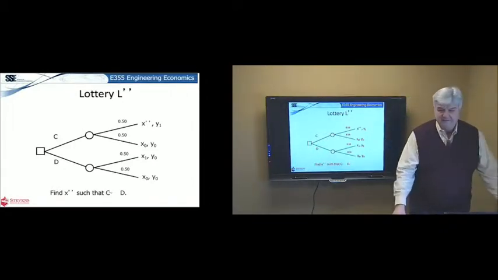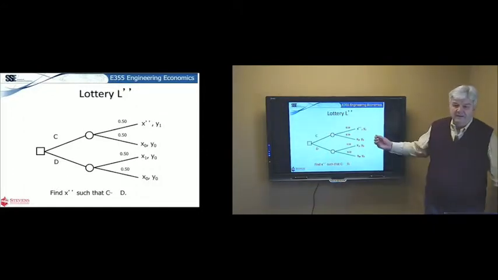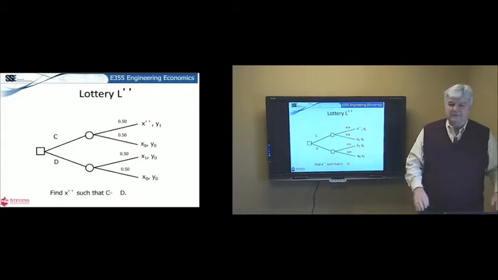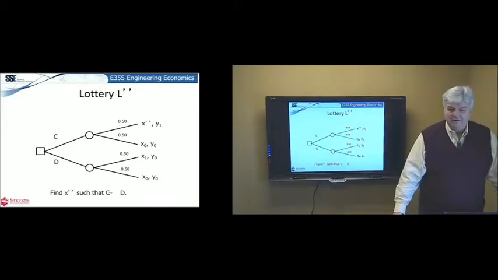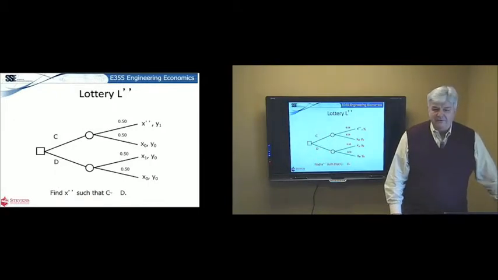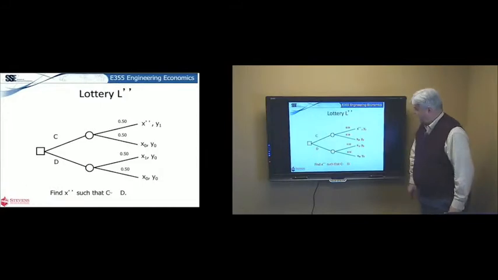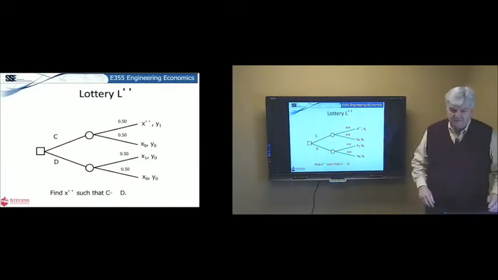I realize, by the way, these lotteries are kind of abstract. And so you might find it hard to imagine yourself making this decision as you see it right now. But when we show you a very specific example in a few minutes, you'll see that it is quite tractable for you to decide what you prefer or what you're indifferent about. So we assume that we find x double prime such that you're indifferent between C and D.